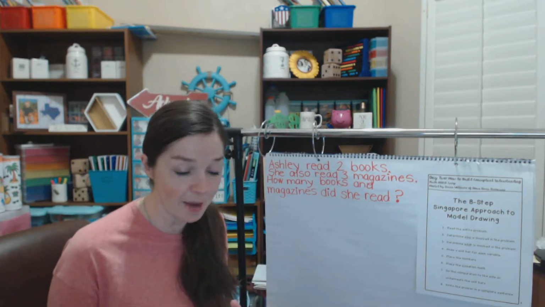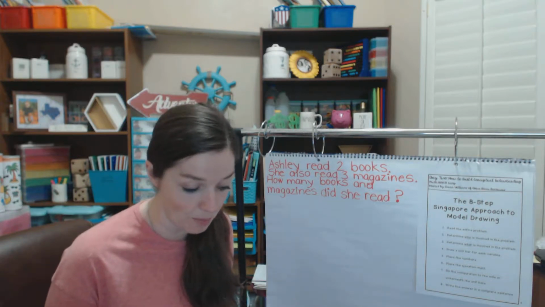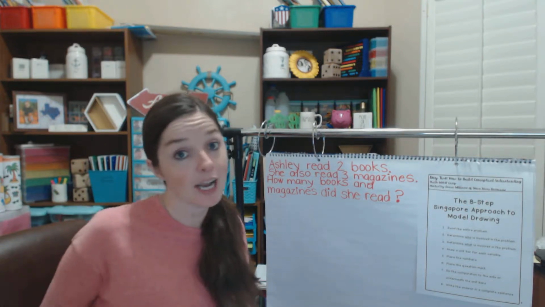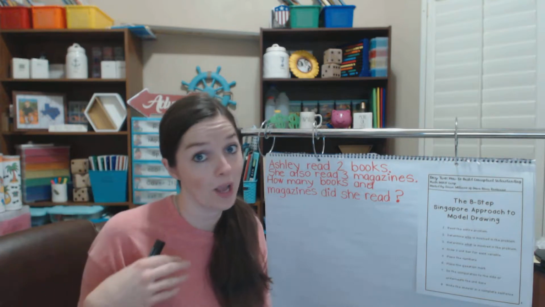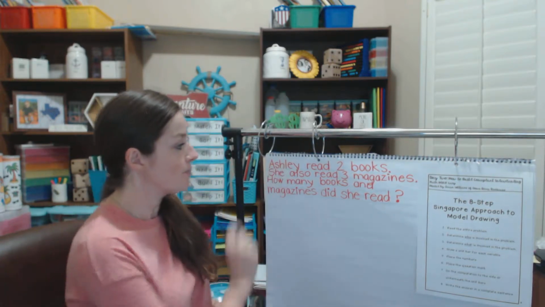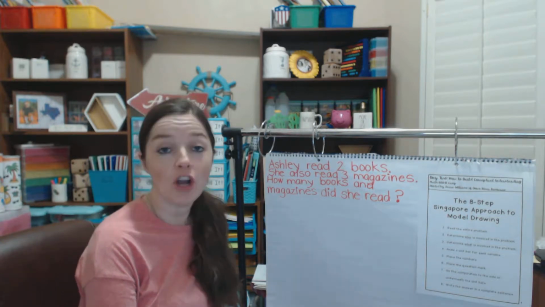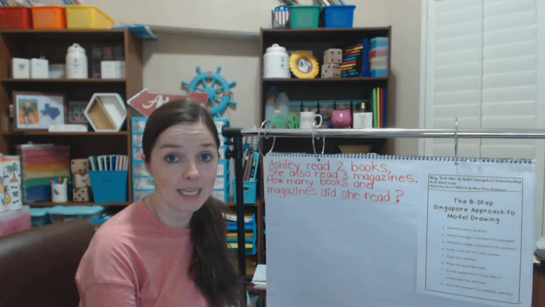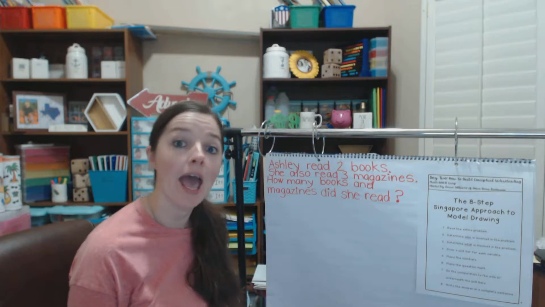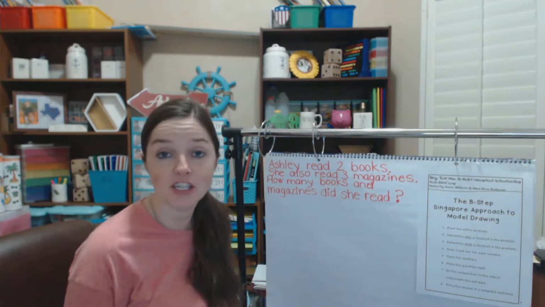The first step in the 8-step Singapore approach is to read the entire problem and picture what is going on in your mind. Here's the problem. Ashley read 2 books. She also read 3 magazines. How many books and magazines did she read?